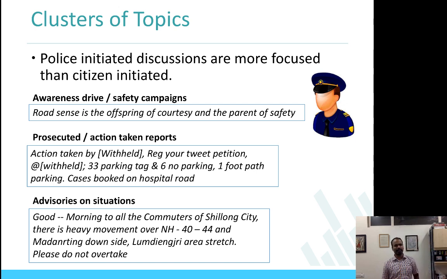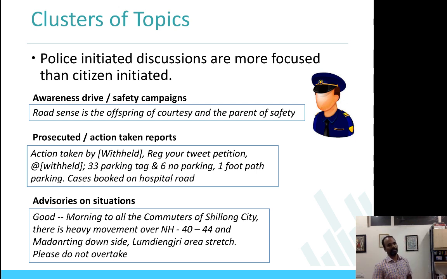So now when you look at the clusters of topics, police-initiated discussions are more focused than citizen-initiated. Let's see how and why we are making this conclusion. When police starts the discussion, it is more specific about topics. If you look at the categories shown for the police-created discussions, it's actually very small, whereas if you look at citizens, it's quite dispersed. So in terms of police: awareness drive, safety campaigns.